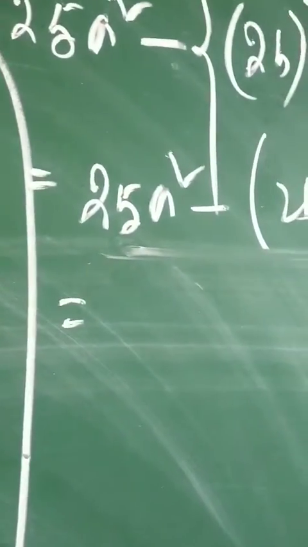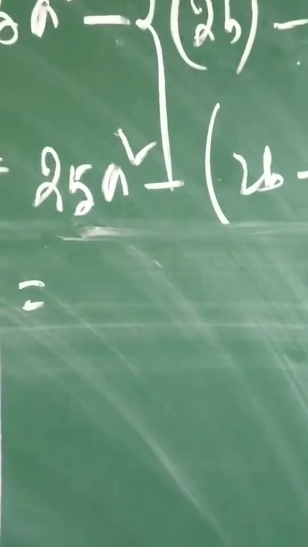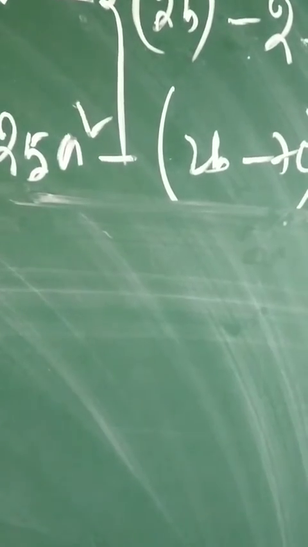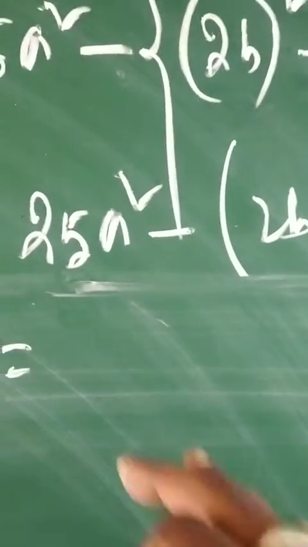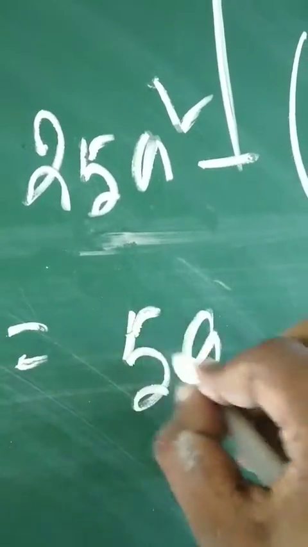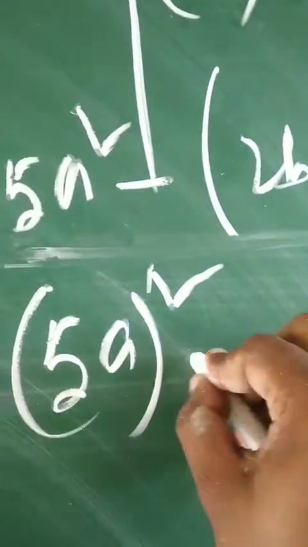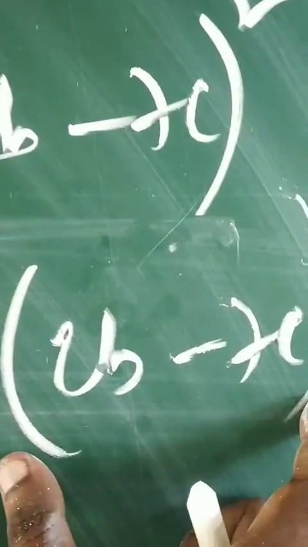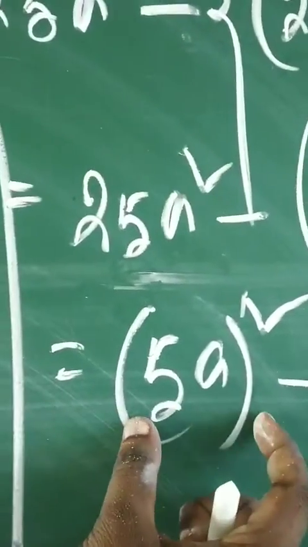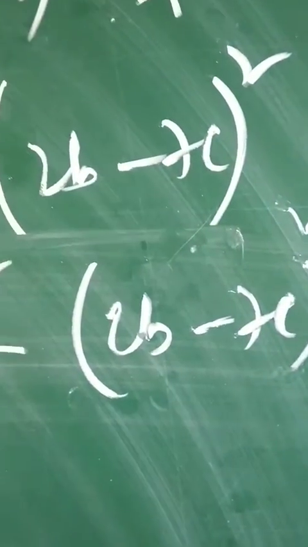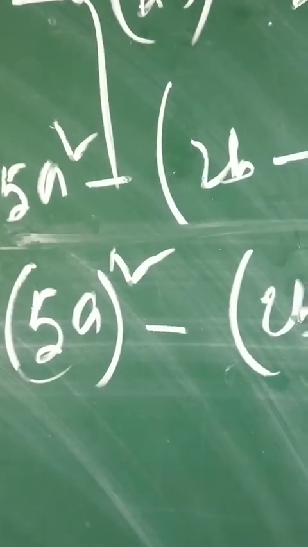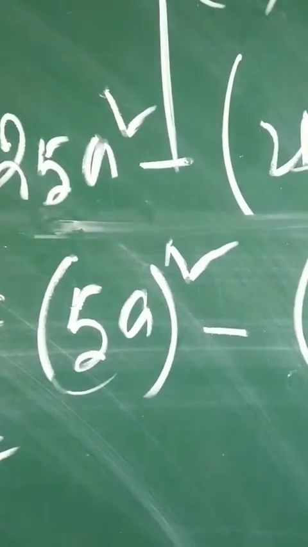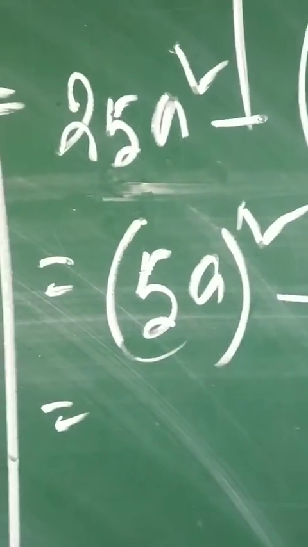Children, from this particular line, we can introduce one more identity, that is a square minus b square. So 25a square will be kept as 5a whole square minus in bracket 2b minus 7c whole square. This one will be considered as b square. This is a square and this is b square. So one more identity which I have just now said, that is a square minus b square, that is a plus b into a minus b.